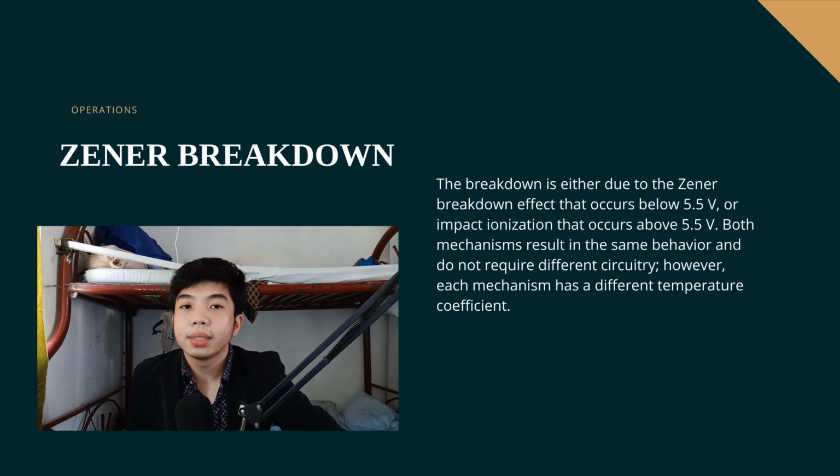So, kapag ni-reverse bias natin yung conventional diode, mas malakas yung electric field kasi nakakonekta yung positive side ng diode sa positive source. Pero kapag ni-reverse bias naman natin yung Zener diode, which is heavily doped, mas malakas siya compared sa conventional diode dahil mas malakas yung electric field niya.